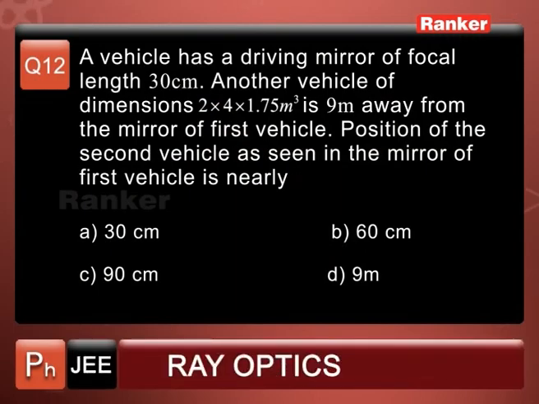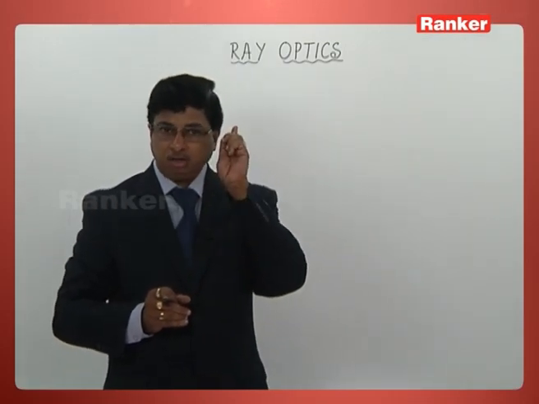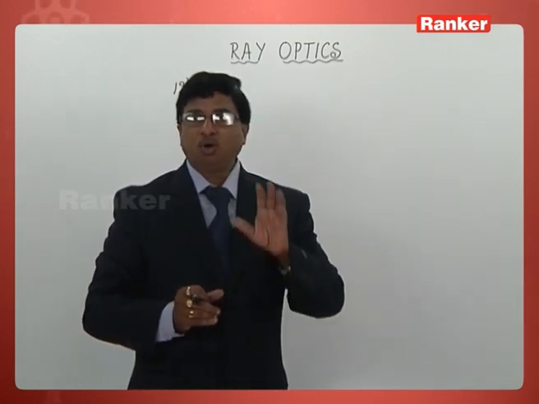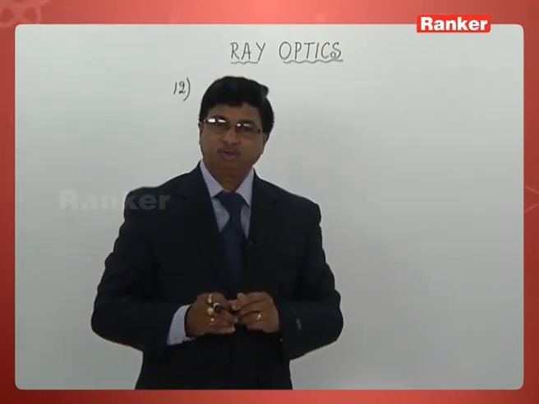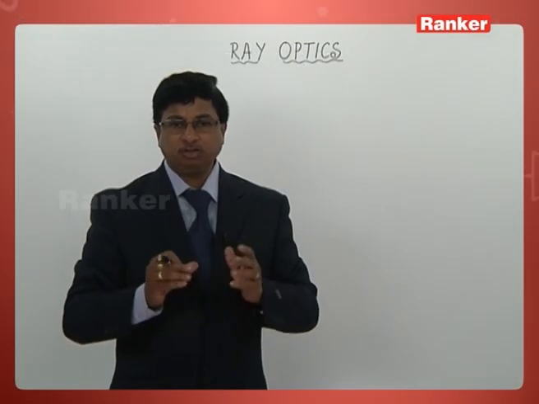The position of the second vehicle as seen in the mirror of the first vehicle is nearly how much? When we are looking at the second vehicle through this mirror, at what distance does it appear from this mirror is the question. The options are given this way. First option 30 centimeter, second option 60 centimeter, third option 90 centimeter, and fourth option 9 meter. That is what has been given.